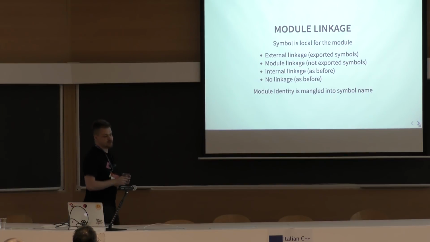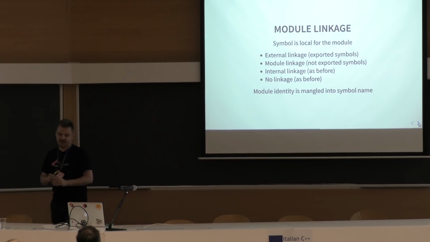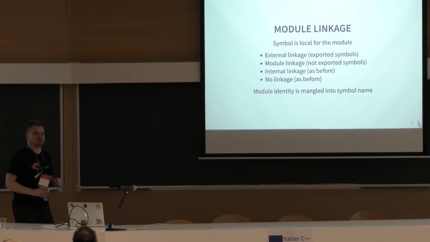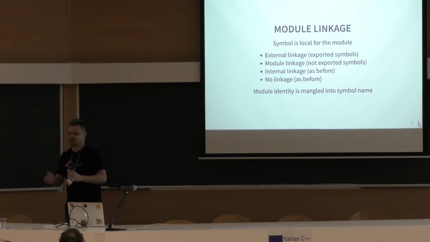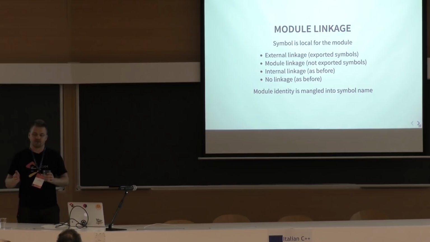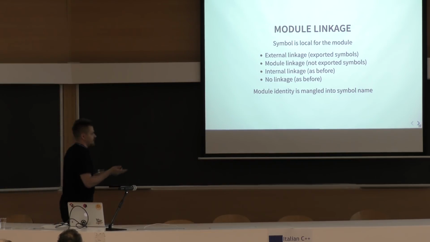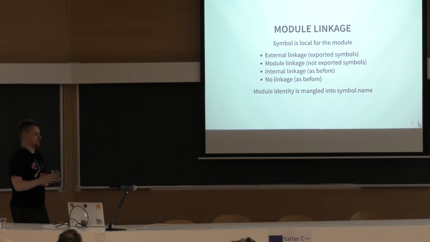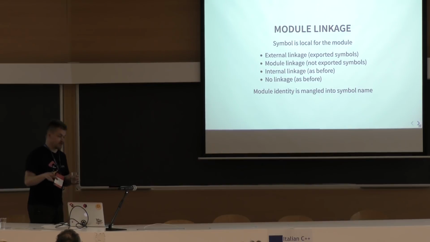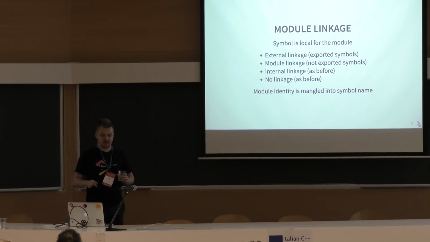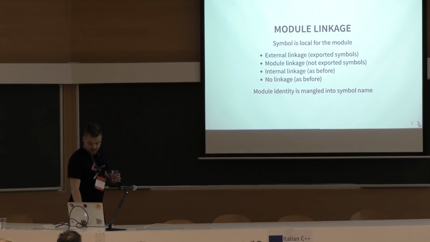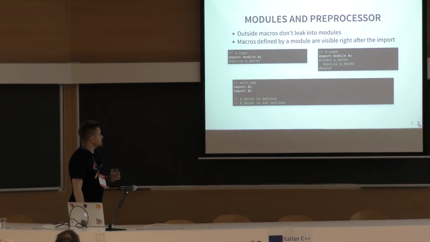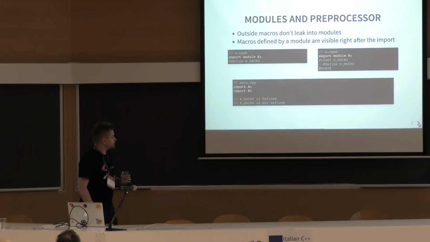For that, a new type of linkage was introduced. It's called module linkage, and it's kind of in the middle. Basically what it states is this function is visible inside the module, in all the translation units from this module, but not from outside. Technically, it's probably implemented by mangling the module name or module identity some way into the function's mangled name, as it is with namespaces and anonymous namespaces.